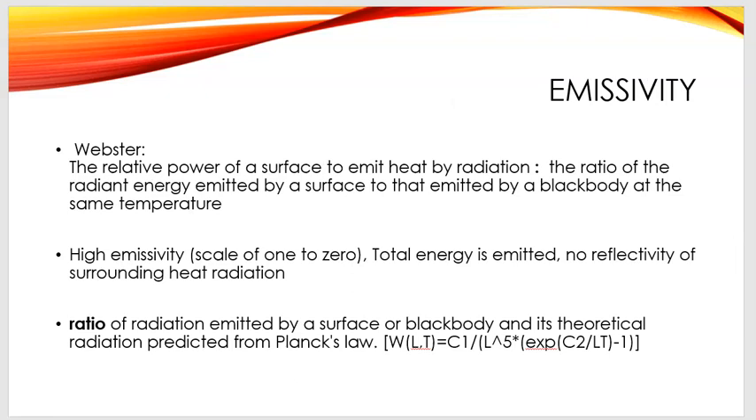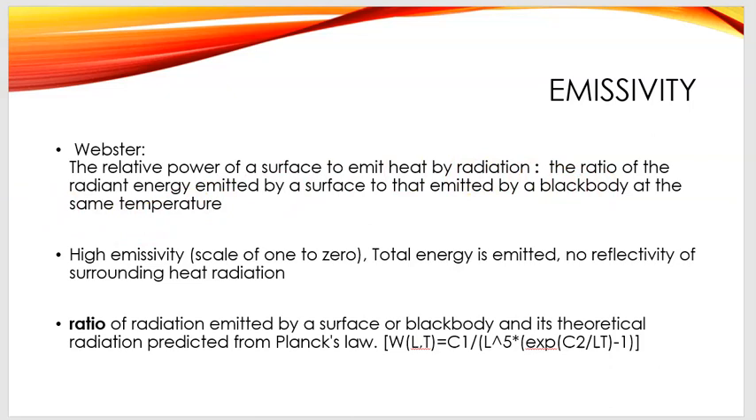Emissivity has a few different definition sources. I think the main one is the ratio of radiation emitted by a surface or black body and its theoretical radiation predicted from Planck's law, if you want to get really technical. Key concepts: emissivity is on a scale of 1 to 0. High emissivity means that the total energy is emitted. There's no reflectivity of surrounding heat radiation. In other words, whatever energy is there, it's just going to be seen with the object if you're looking at it through an infrared camera, as we'll see here in a few minutes. And then there's another definition of what emissivity is: the ratio of radiant energy emitted by a surface to that emitted by a black body at some temperature.